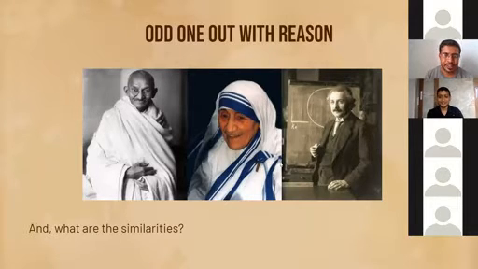That's interesting. So I will go with Albert Einstein because he's a scientist and the other two are social workers or leaders. Okay, interesting perspective. Just a correction: Gandhi never got a Nobel Prize. Yeah, that's right.